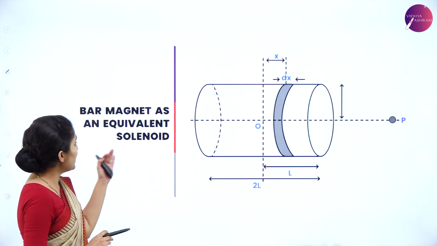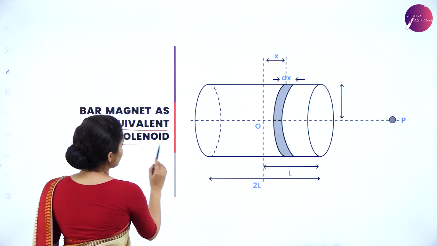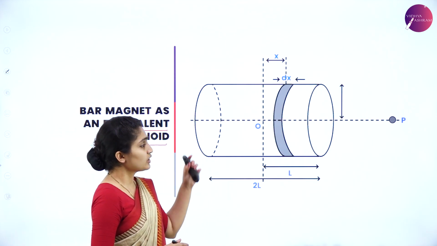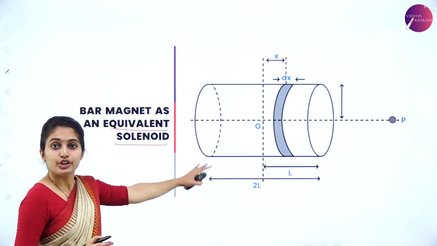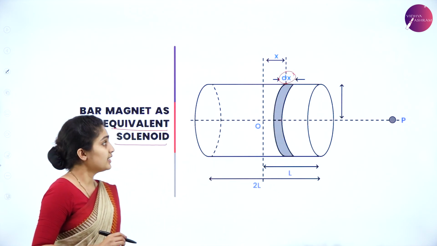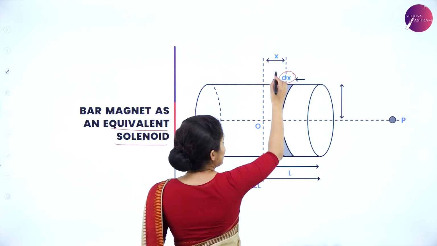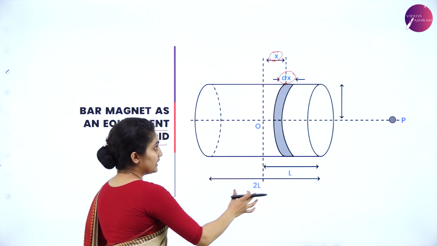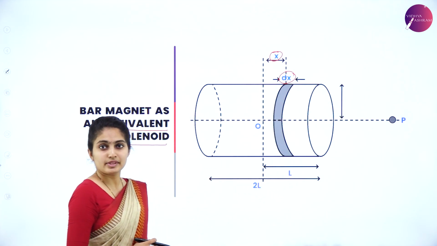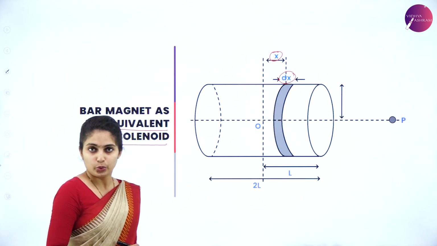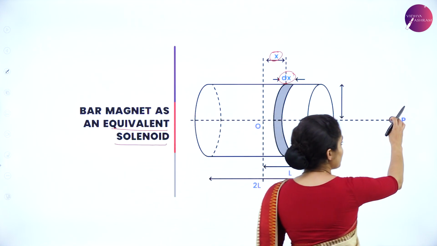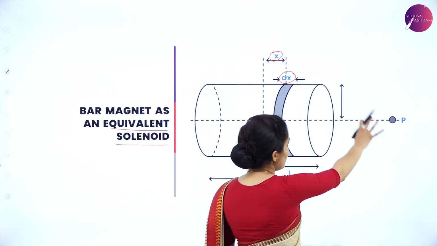Next you have the bar magnet as an equivalent solenoid. How exactly does it act as an equivalent solenoid? So you have a solenoid over here. From this solenoid, you will have to consider the element, the gray element, which is named dx, and the distance from O to this element is x. Half of the length is known as L, and the complete length is 2L. So that is all about the description over here, and there is a point P at which the quantities are measured.